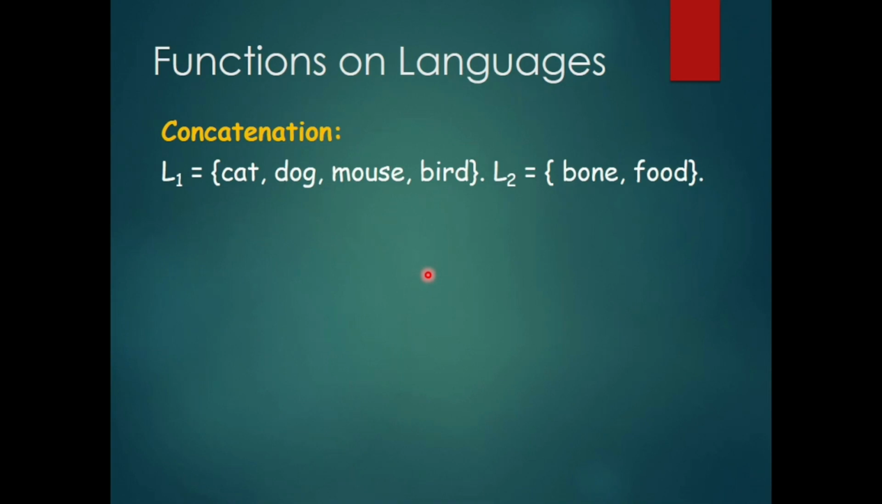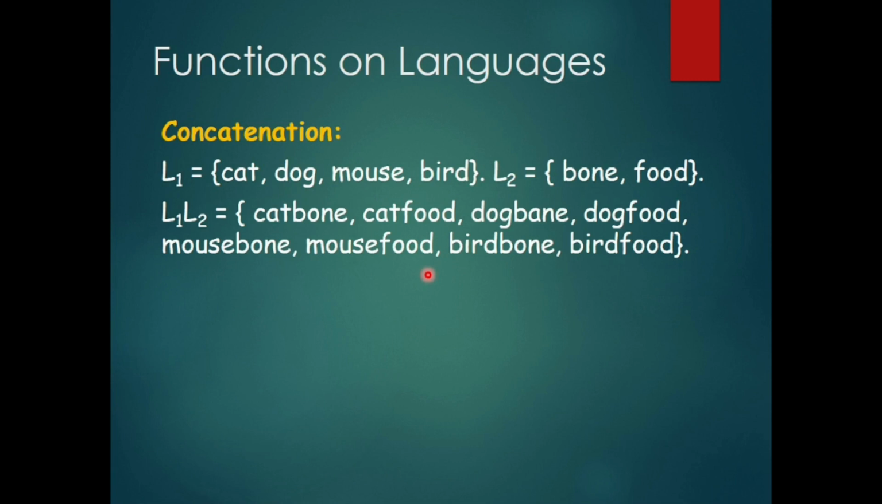Concatenation. Concatenation of two languages. Here I have L1, which consists of cat, dog, mouse and bird. L2 is bone and food. So if I perform the function of concatenation on L1 and L2, then I get L1 L2 equal to cat bone, cat food, and so on. So each string from L1 is concatenated with each string from L2. This combination gives me the concatenation, and it is stored as a new set.